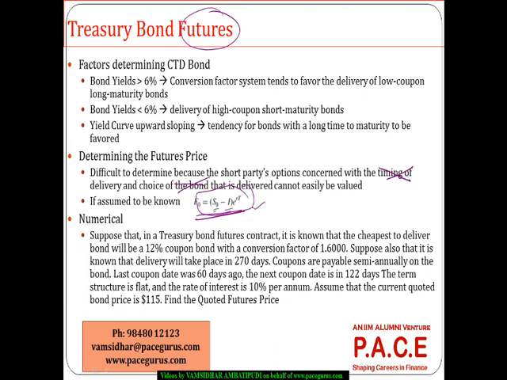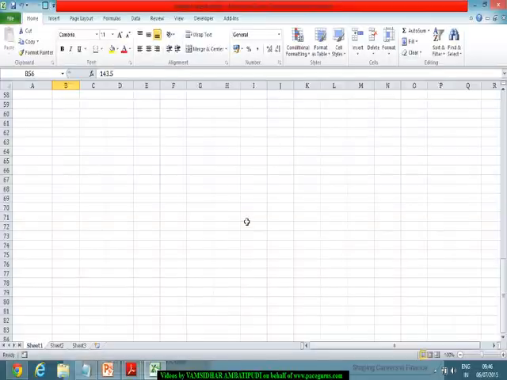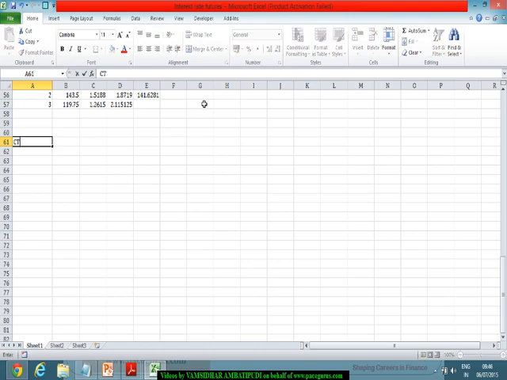Let's look at one numerical example that can simplify our understanding altogether. Suppose that in a treasury bond futures contract, the cheapest to deliver bond is known now. The choice of the bond is really not known, but in our case that is what we made as an assumption. Once it is known, that formula should be applicable. So we say the cheapest to deliver bond, the CTD bond.